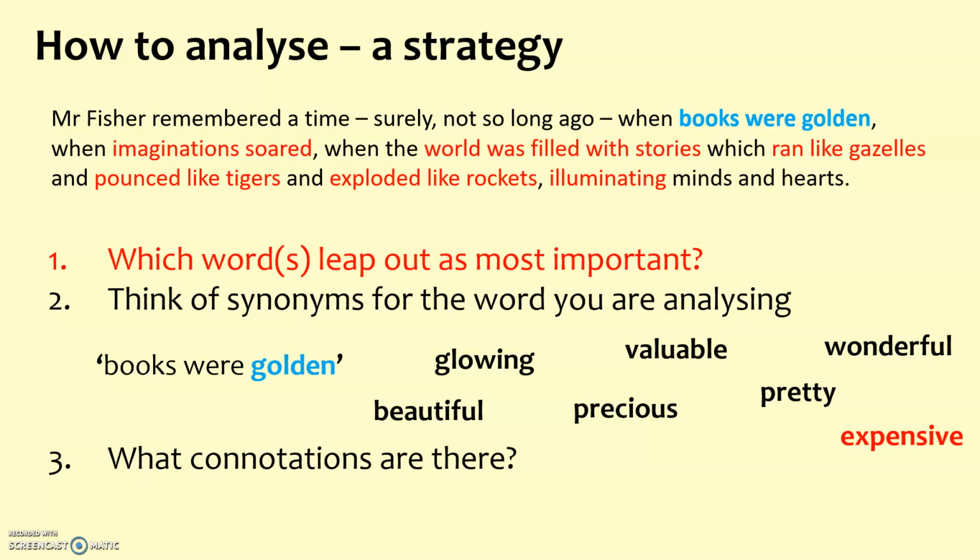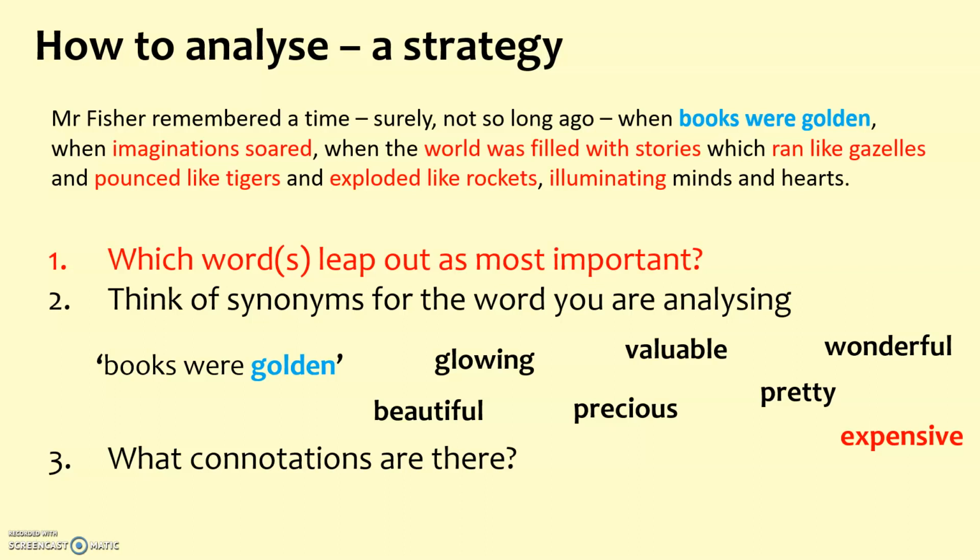So just be careful that the words that you are unpicking or coming up with as your synonyms actually work for the word in the sentence. So books were golden, meaning books were expensive, doesn't work. But when books were golden, pretty, probably not. Valuable, maybe. Precious, possibly. Beautiful, glowing. Not literally glowing, but maybe they were sort of glowing with good work, if you like.